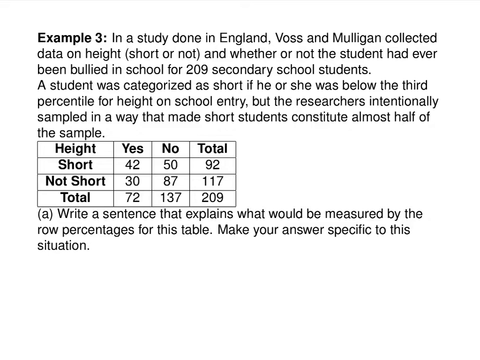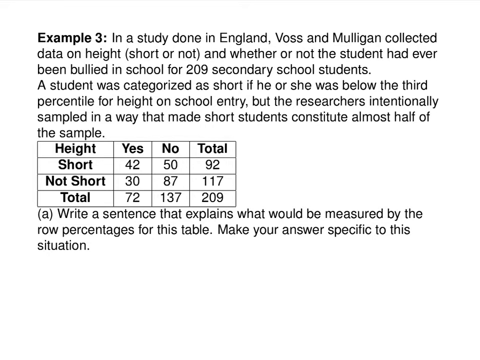Okay. And so some things you can do here is look and see, are groups of people treated differently, and is this treatment based on this attribute that we're looking at or not? So there was a study done in England, this Voss and Mulligan person. They collected data on height, and they classified somebody as short or not short. I didn't specify what that criteria was, but they had some criteria. If you fell below this height, you were short, and above that height, you were not short. And they suspected that the short kids were going to get picked on more. And so they asked these kids if they had been bullied.